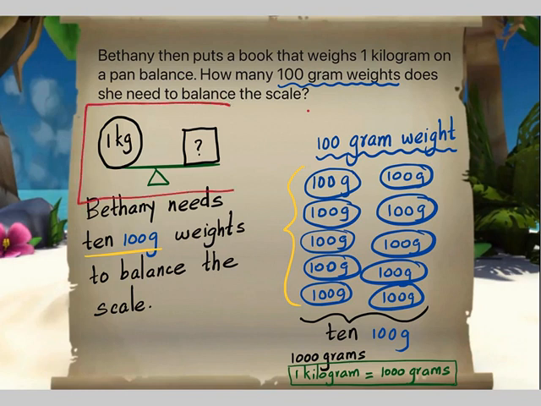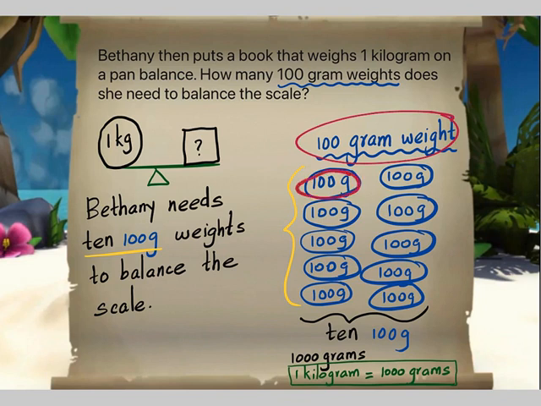Okay, so here is the scale that she is trying to balance. On one side of the scale, she has put 1 kg of weight, and on the other side of the scale, we have to find how much weight we should apply so that the scale balances on both sides. What we have to do is find from 100-gram weights. Let us see how many 100-gram weights make 1 kilogram.